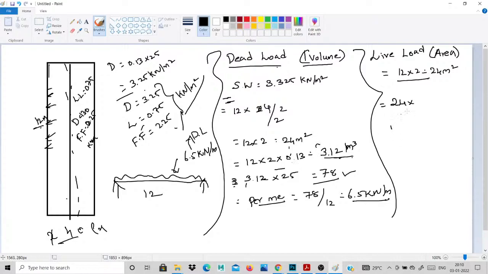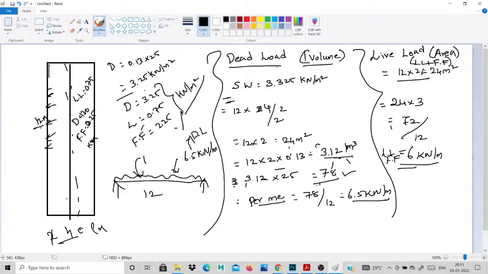Then I take the floor finish also. I take my live load plus floor finish. My load is 3. So I provided 24 into 3, it's 72. This is the 72 total load divided by per meter, divided by 12, so your per meter is 6 kilonewton per meter. Understand? Your total live load plus floor finish is 6 kilonewton per meter.